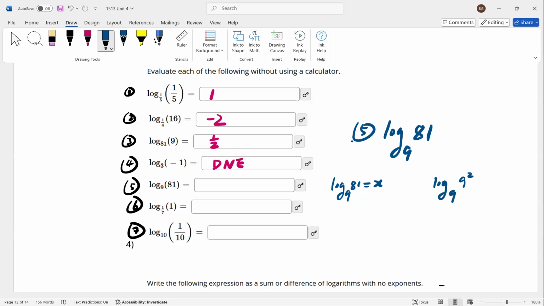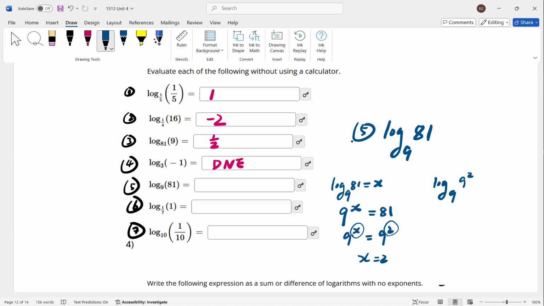Okay, I'm going to quickly show you. If we use the first method, let log with base 9 of 81 be x, then we can convert the equation to the exponential form: base to the power log equals argument. And we know 81 is 9 squared. So as you can see, 9 to the power x equals 9 to the power 2. Those two quantities have to be the same.